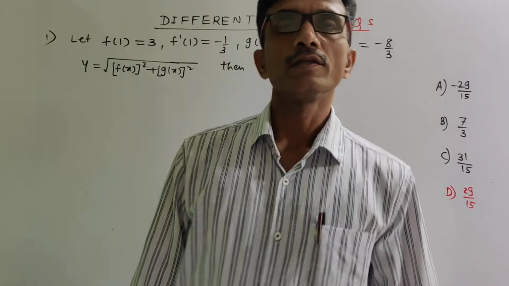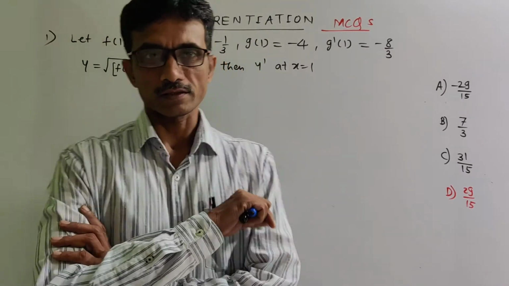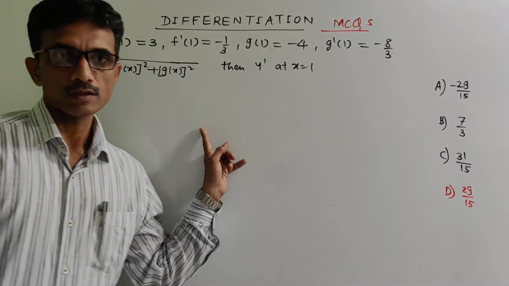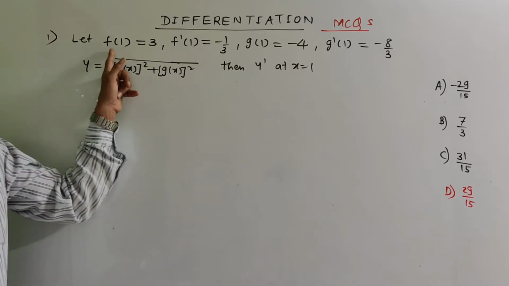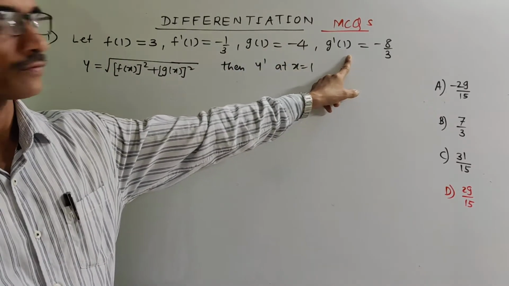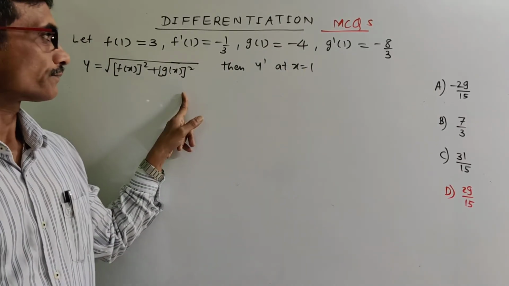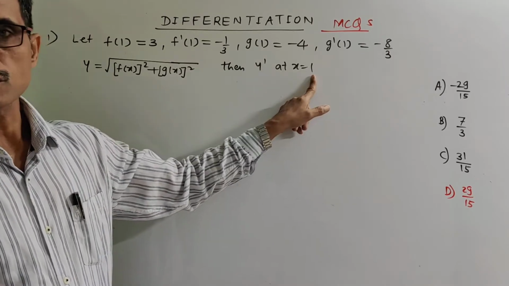Hello friends, in this video we are going to solve multiple choice questions of differentiation. See here, the question is given: let f of 1 is this, f dash of 1, g of 1 and g dash of 1 are given. Then we find the derivative of this expression at x equals 1.